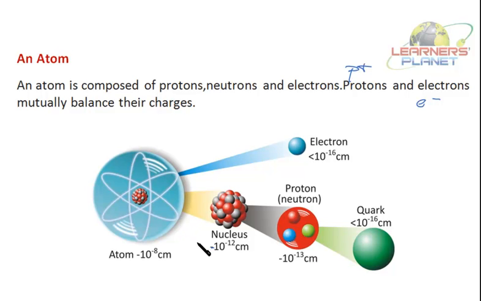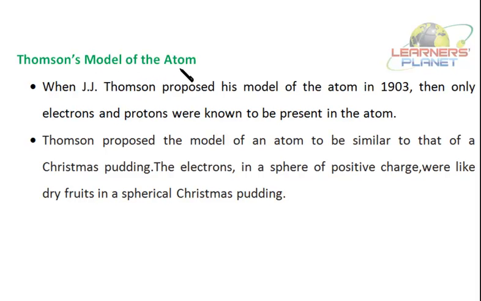Fine. So these are all the particles present within the atom. And let's discuss how they are arranged. First of all, we'll discuss about the Thomson model of atom. Thomson's model of the atom. When J.J. Thomson proposed his model of the atom in 1903, then only electrons and protons were known to be present in the atom. Neutrons were discovered in 1932. So when Thomson proposed his model of the structure of atom in 1903, at that time, neutrons were not existing. It was not discovered also.